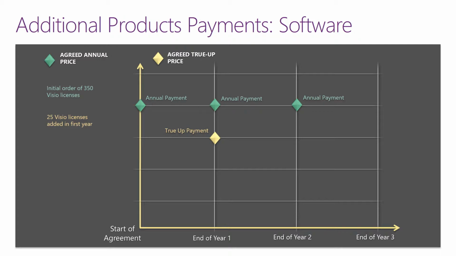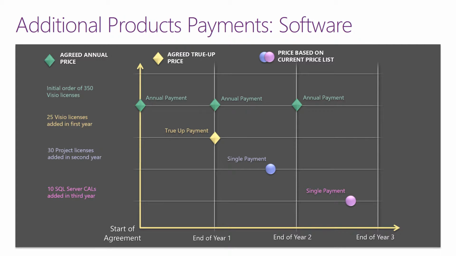But what about additional products that they want to add that weren't on the initial order? Is that possible? It is, of course, and in fact, Contoso want to start using Project in the second year of their agreement. Here you can see that there was no agreed price for Project, so Contoso just pay the current price for the product at the time they want to install it. And likewise, if they were to add SQL Server CALs in the final year.